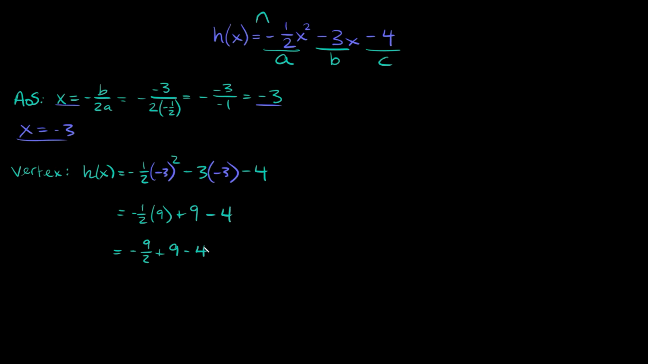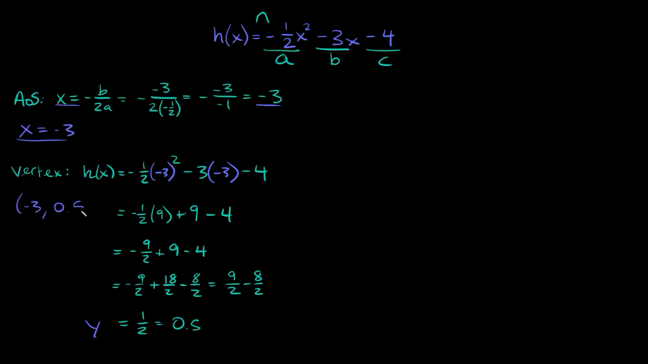Okay, and then we can turn these into fractions by multiplying them by 2, so they have a denominator of 2, right? So then it's going to be equal to negative 9 over 2 plus 18 over 2 minus 8 over 2, right? Negative 9 plus 18 is positive 9, so then this is equal to positive 9 over 2 minus 8 over 2, and 9 minus 8 is equal to positive 1, right? So then this whole ugly thing is equal to 1/2, or 0.5. Okay, so again, this is the y value for our vertex. So the vertex, again, is going to be at negative 3, 0.5.